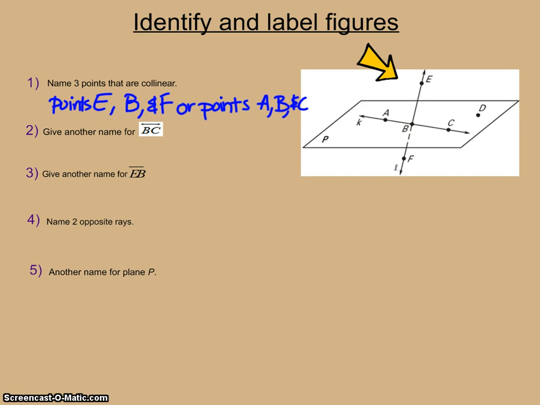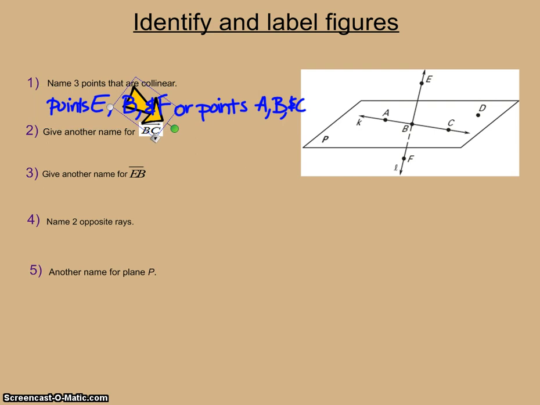Give another name for line BC. Line BC is right here. That line goes on forever because of the top here. Notice that there's arrows on the top of this here. That means that that line goes on forever. So make sure you guys remember that.